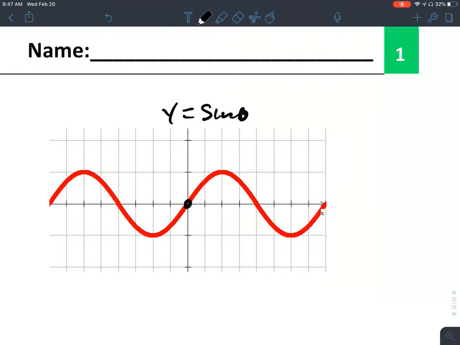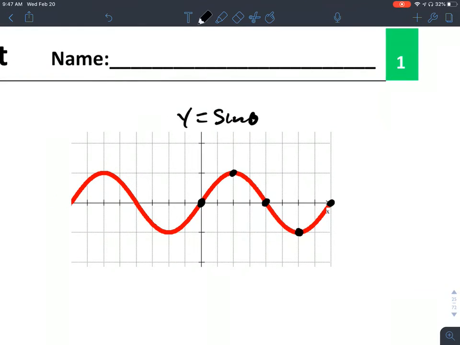Sine touches the midline at the beginning, middle, and end of the period. 1/4 of the way through it's 1 above, and 3/4 of the way through it's 1 below. Its period is also 2 pi.